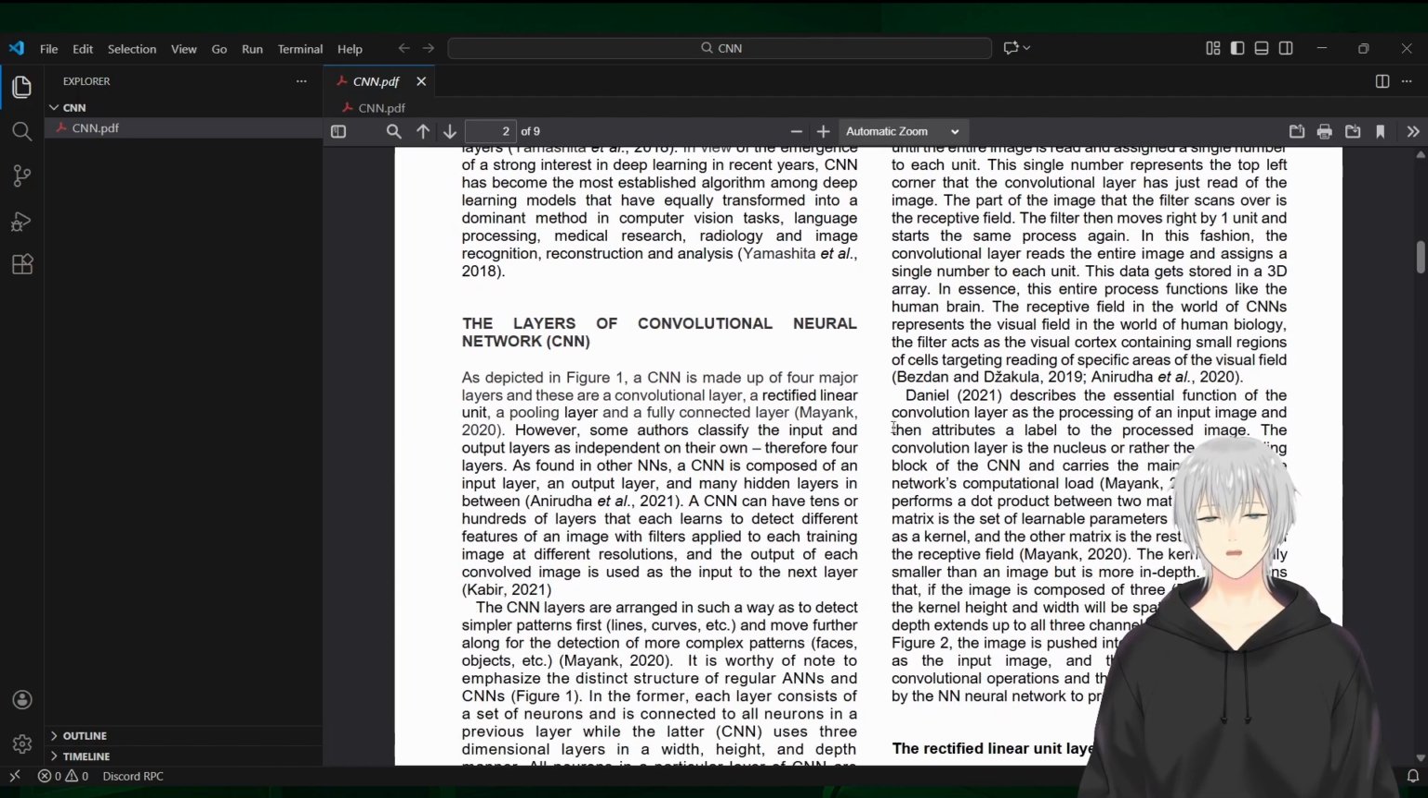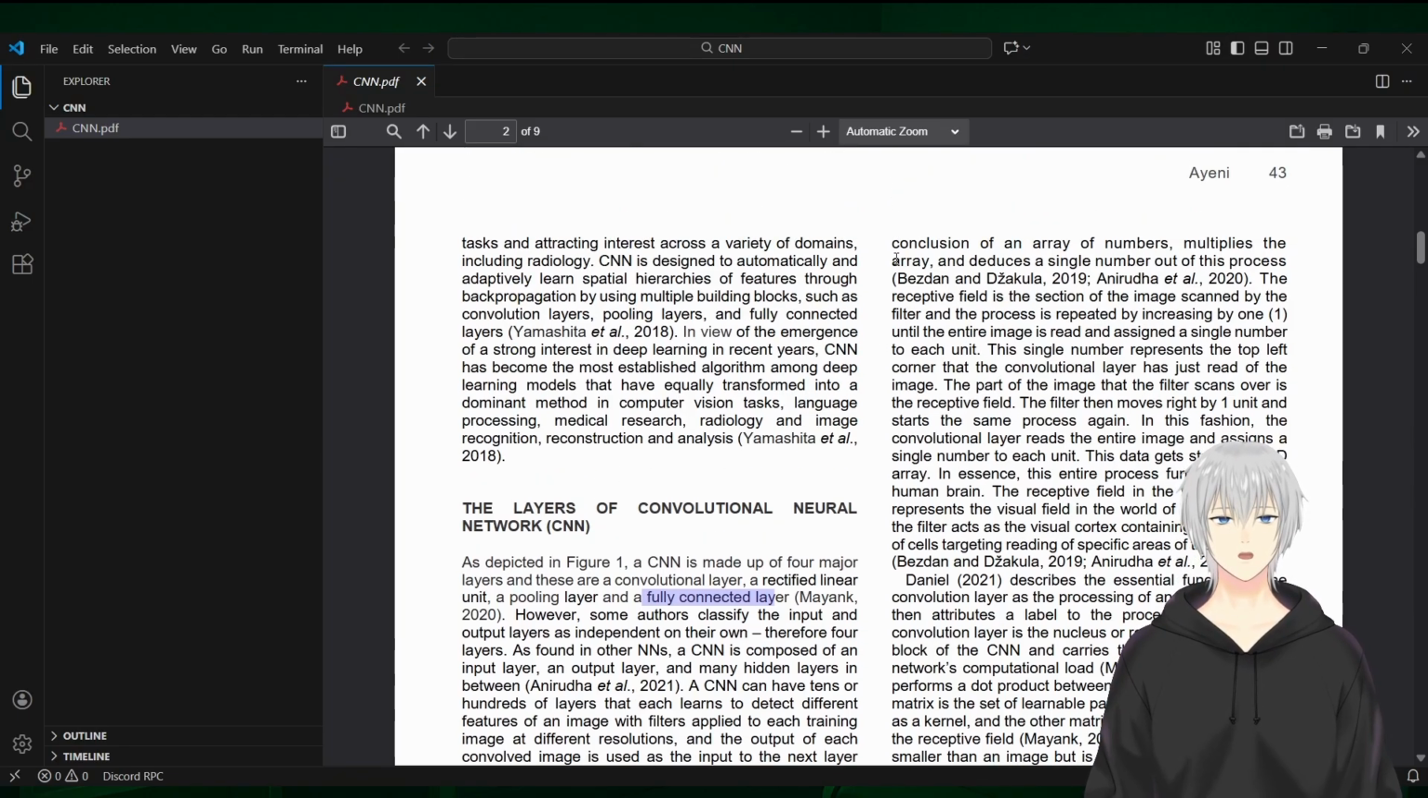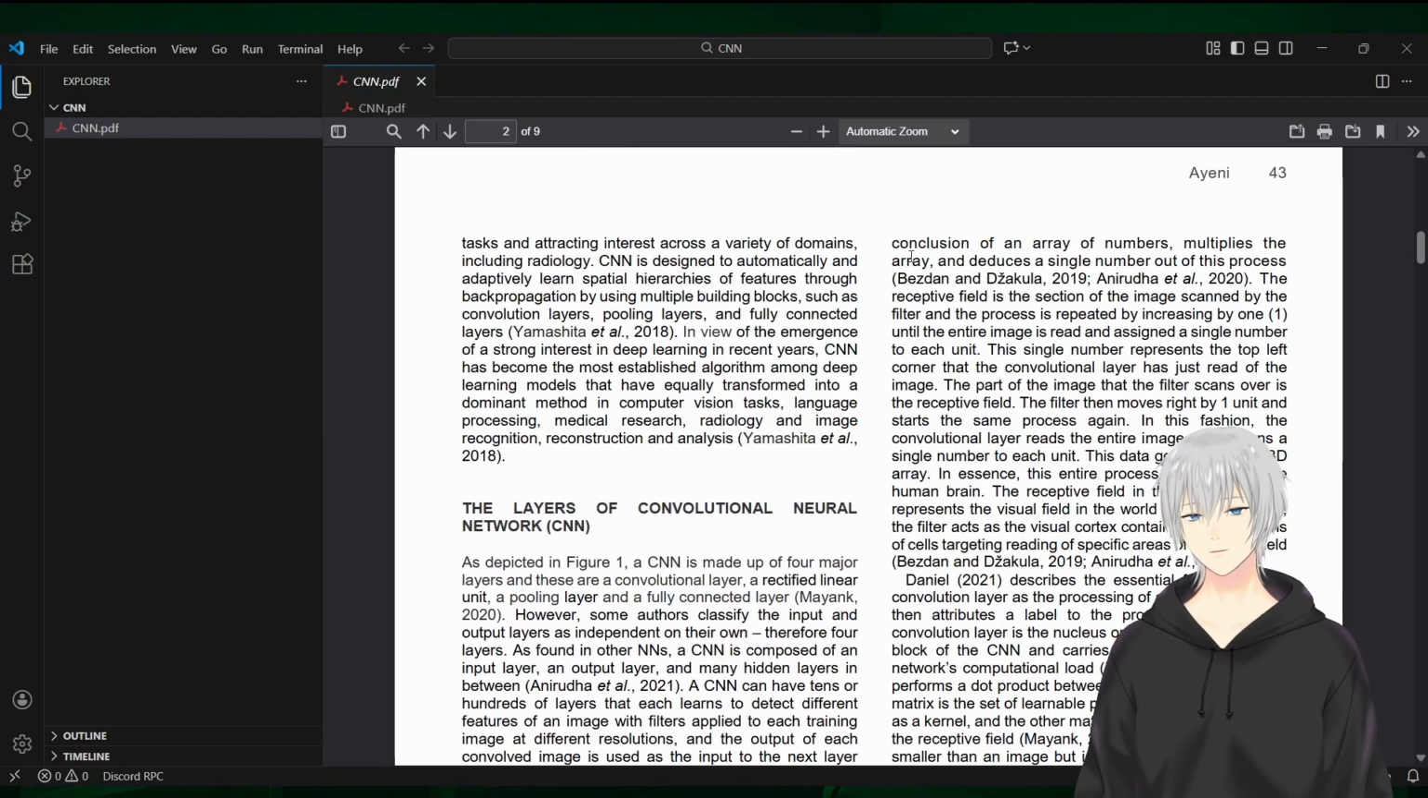Yeah, I mean, I know what the layers are. It says right here: convolutional layer, rectified linear unit, or you can say ReLU. Then we have a pooling layer, and then we have a fully connected layer, FC1 or FC2, FC3, whatever you call it. You will see it in the image below, which I will show in just a moment.